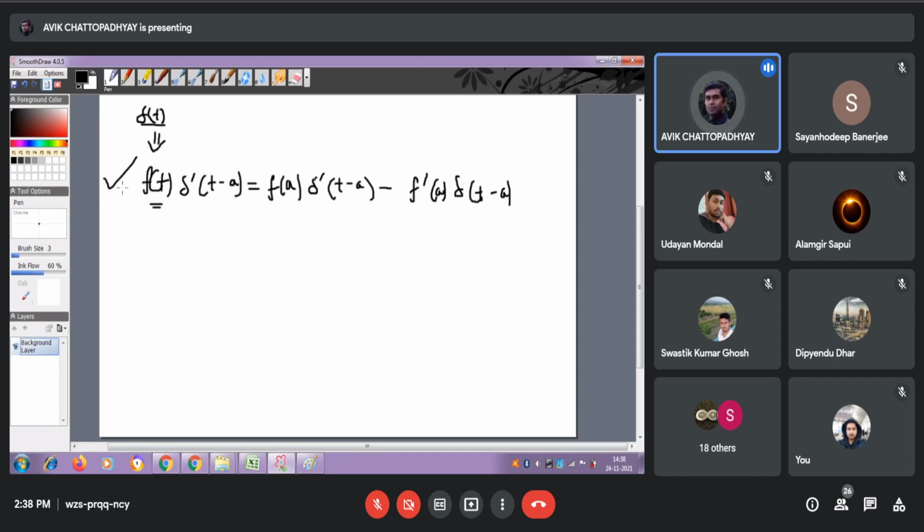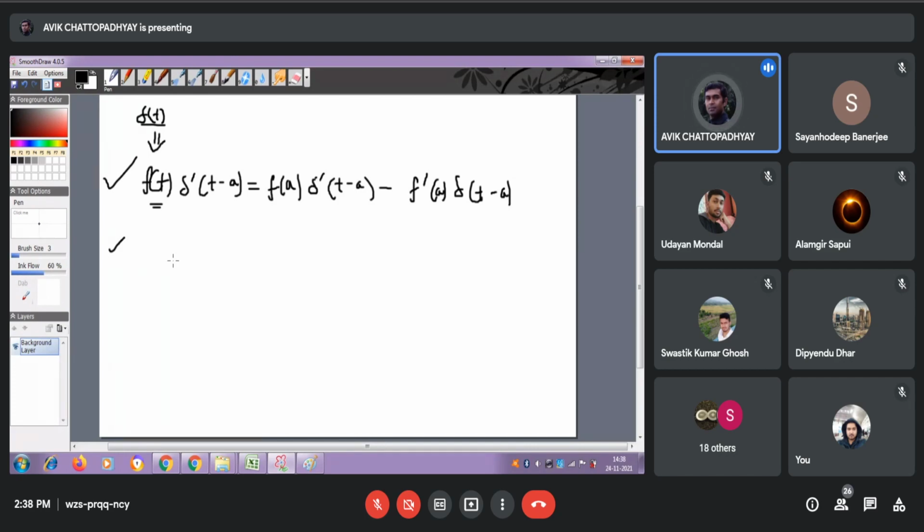So this is just a property. You just take it as information. You have to remember it, and whenever required, you just apply it. That's all. Similarly, another property we talked about is the shifting of the delta function.